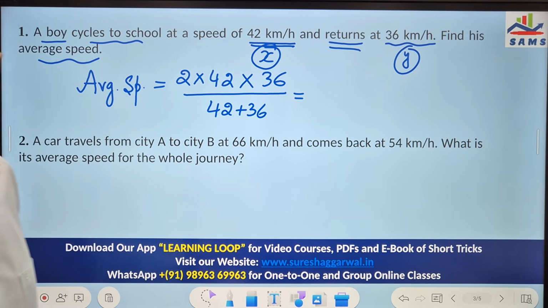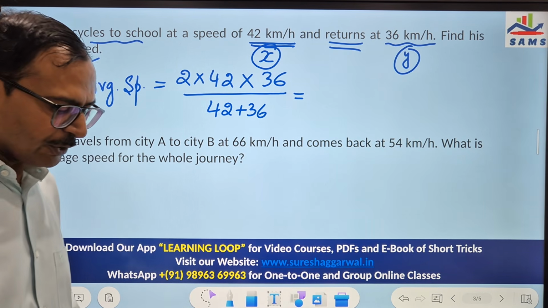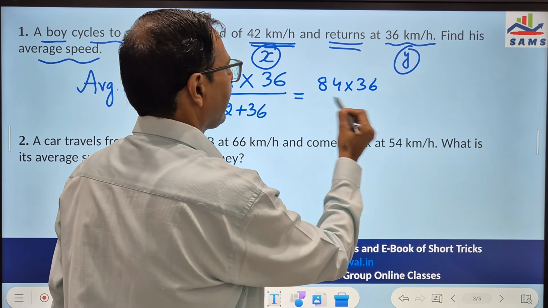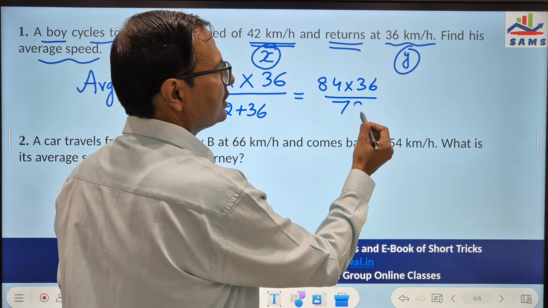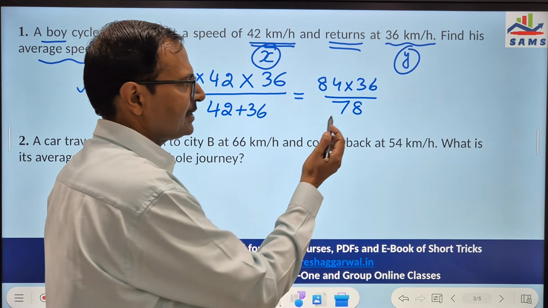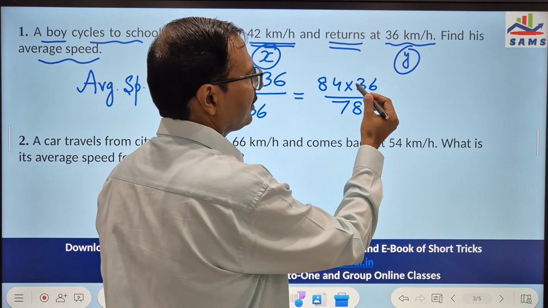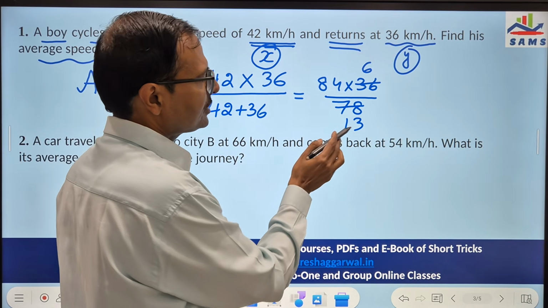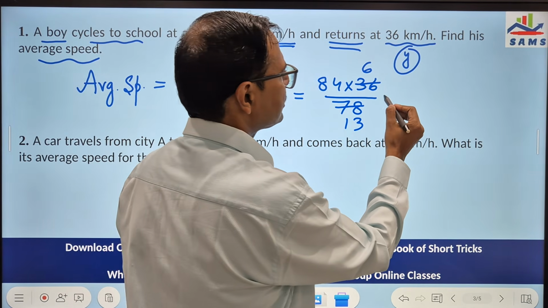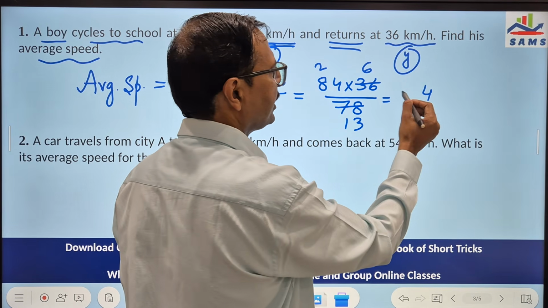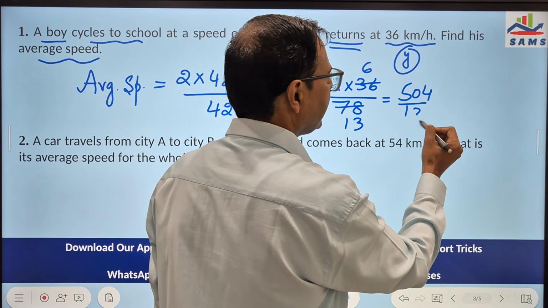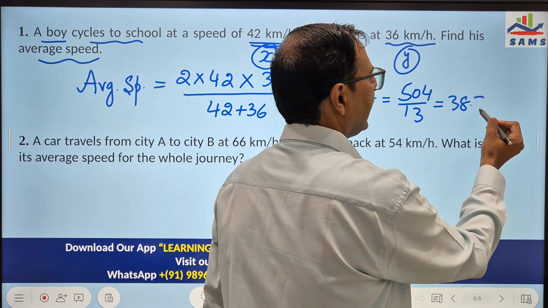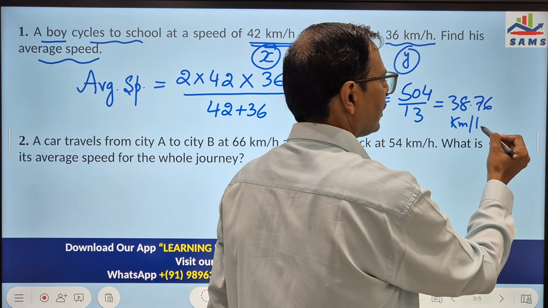Now this is a small calculation which we have to do, and I have done it already for you. So this becomes 84 times 36 upon 78, right? So we can cancel so many common factors there. 6 is a common factor, so 6 6s are 36 and 6 13s are 78, and I don't see 13 cancelling any of these. So this will be 6 4s are 24, 4 2 8 6 are 48, 50. So 504 upon 13, and that will give you 38.76 kilometer an hour as the answer for the question.